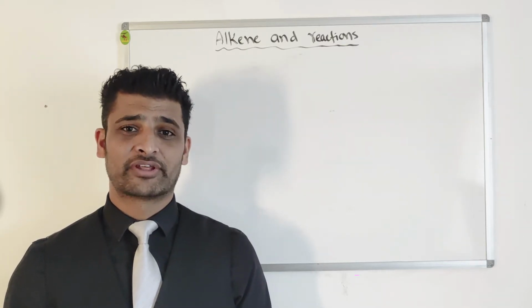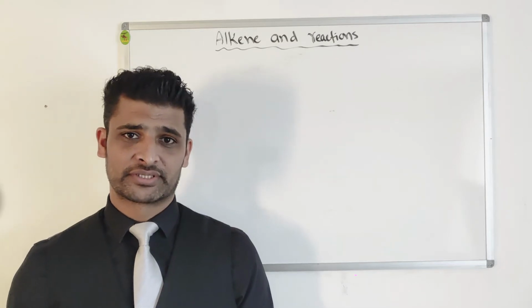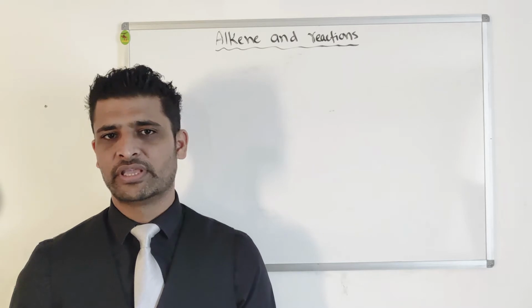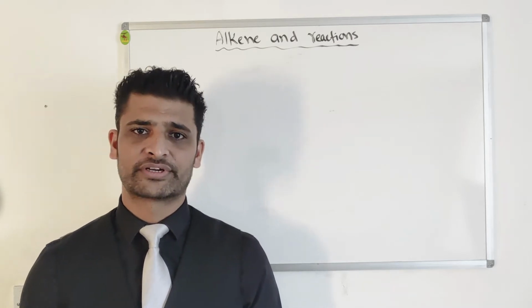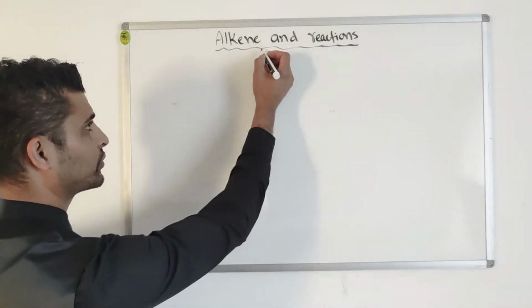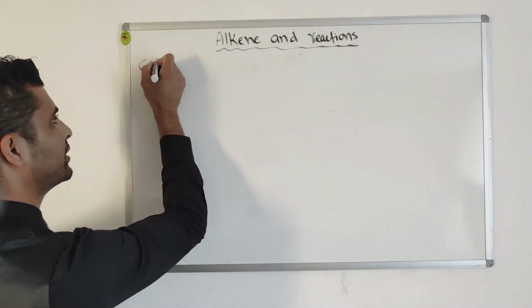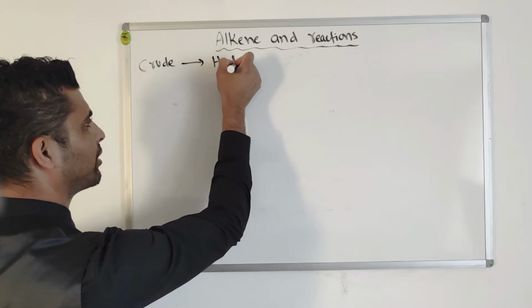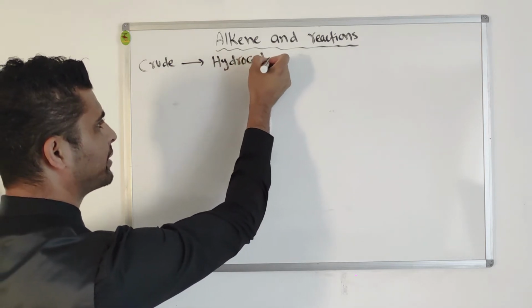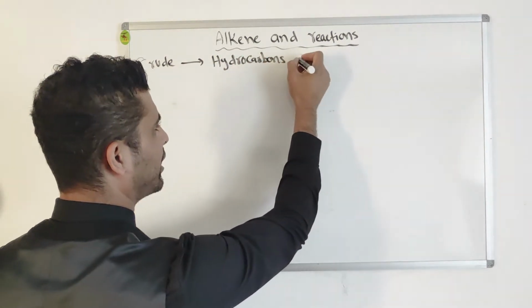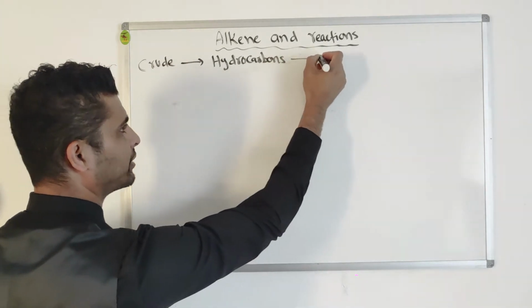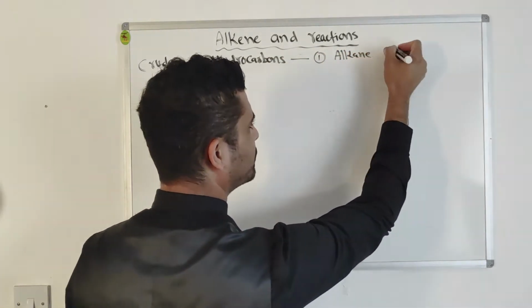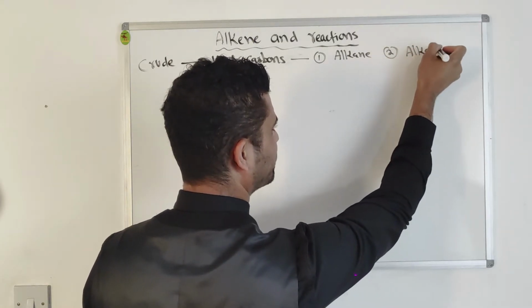Today we're going to look at the alkenes and its reactions. Alkenes is actually another type of hydrocarbon. In the last video we have looked at the different types of hydrocarbons. So from the crude oil you actually extract hydrocarbons. Hydrocarbons are the compounds made by carbon and hydrogen, and you have two types. Number one, you have alkanes, and then number two, alkenes.